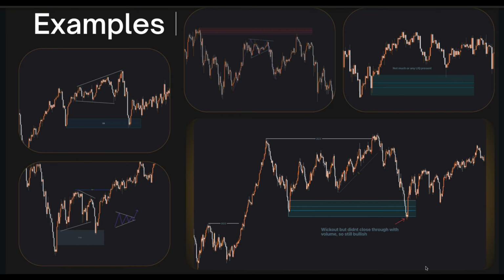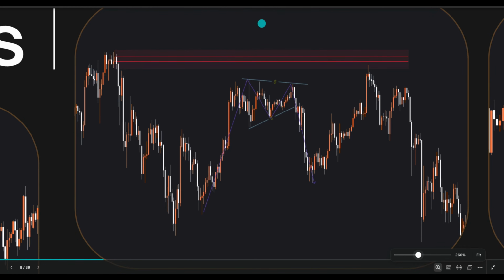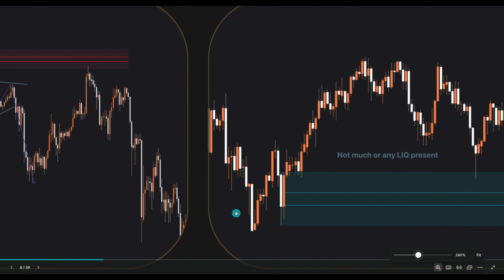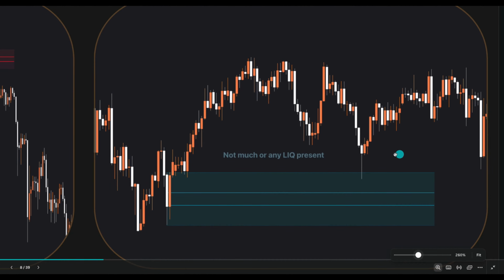Here's another set of liquidity. Let me zoom in for you, right? In the form of an M pattern, right? Or that double top. You see it here. Price finally sweeps it up here, taps into the order block, comes down, and then here, not much or any liquidity present. Now this is actually very important.